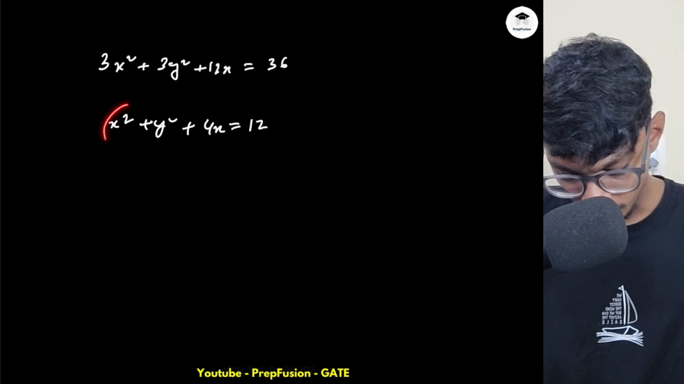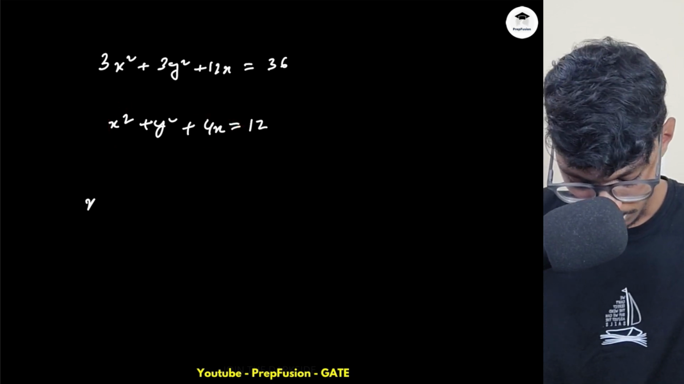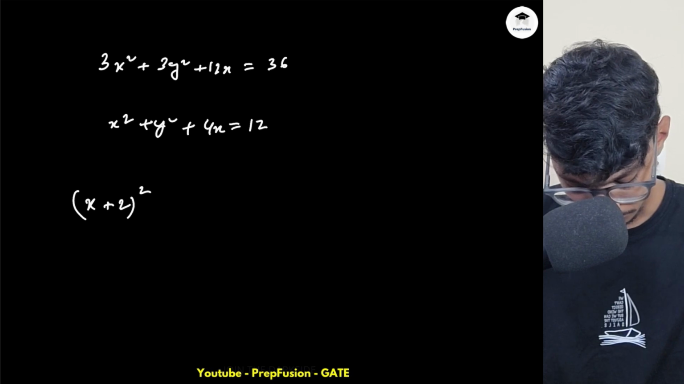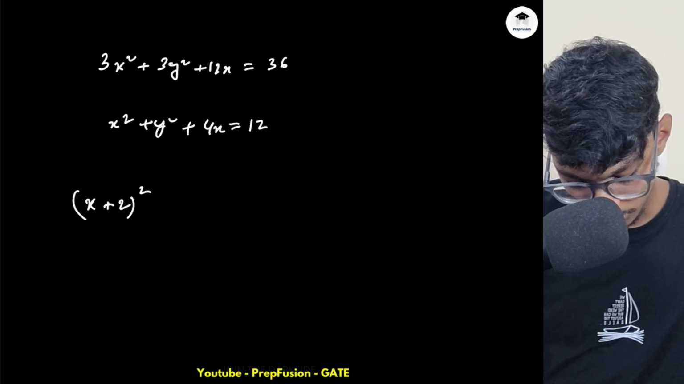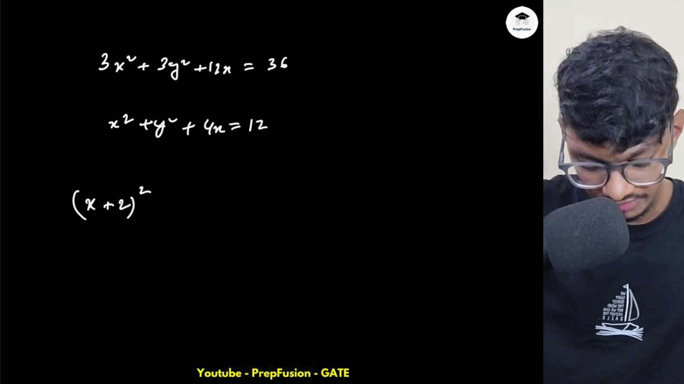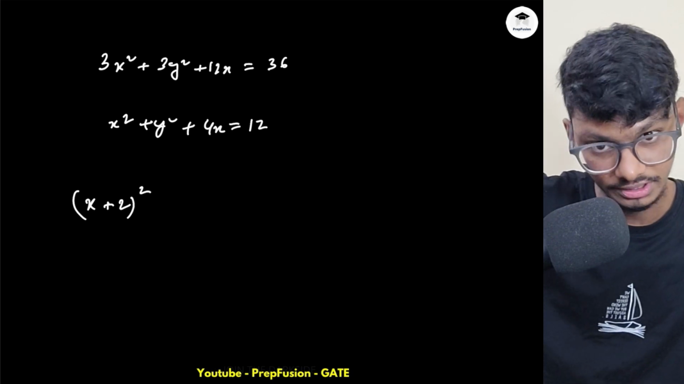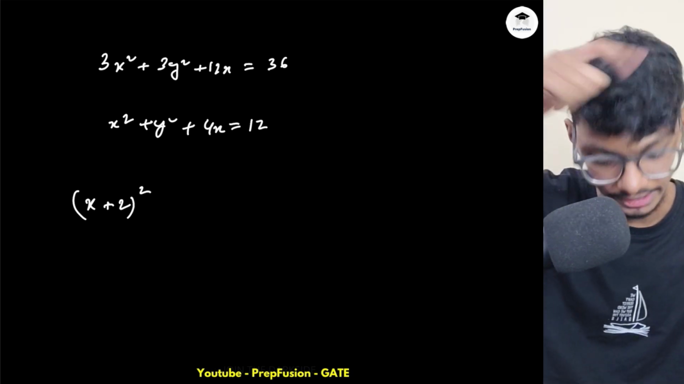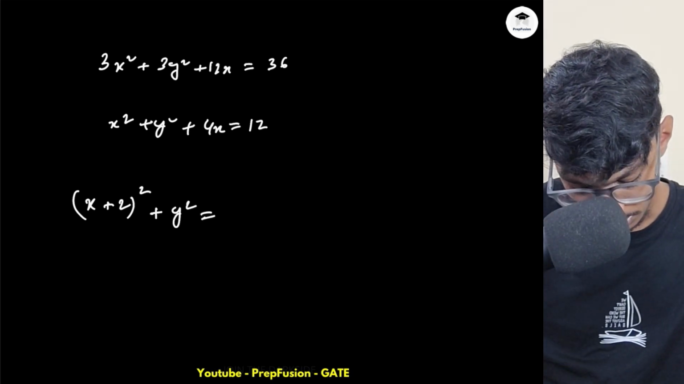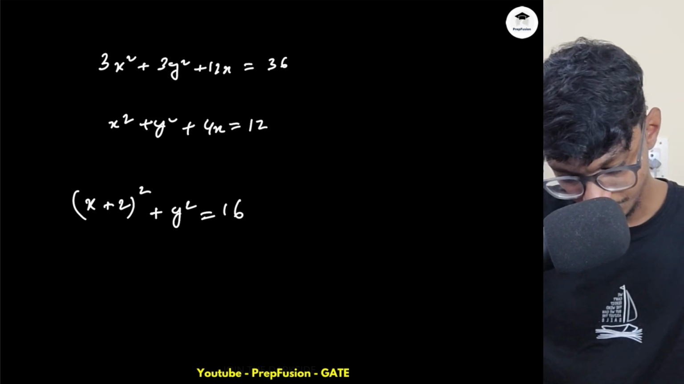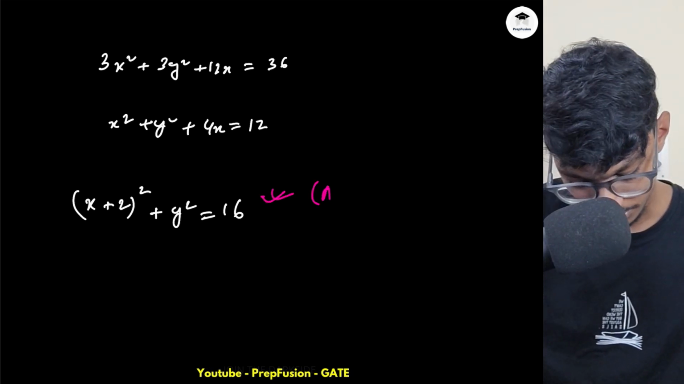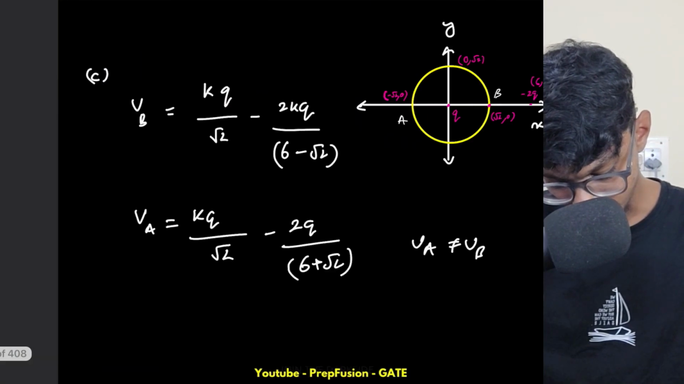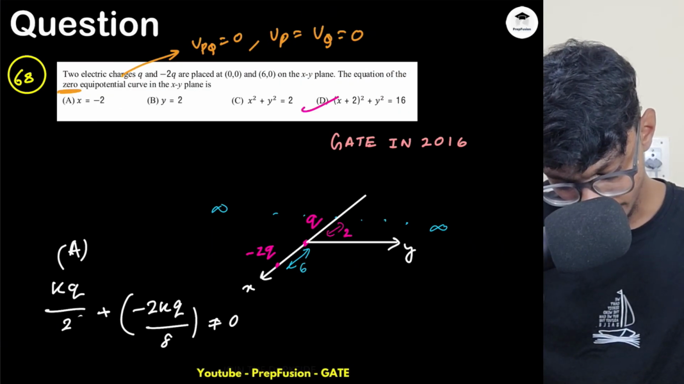So what do I need? I need to make this a square, right? So what I will do, x plus 2 whole square, correct? x plus 2 whole square. So what extra have I added? I have added an extra 4, right? And then I have to subtract 4 as well. That 4 will go on the right hand side. This will be plus y square equals 16. So this is the equation basically. This is the answer, correct? So option C will be correct, D will be correct.